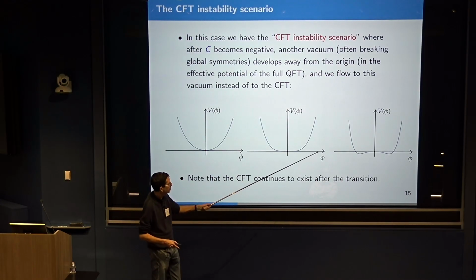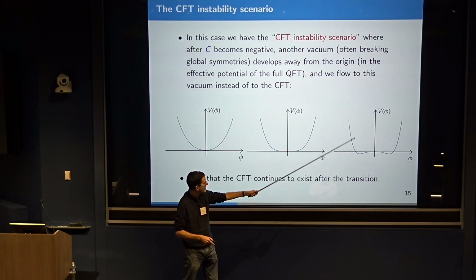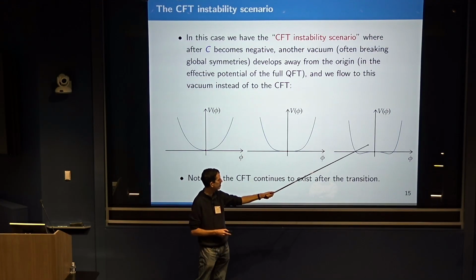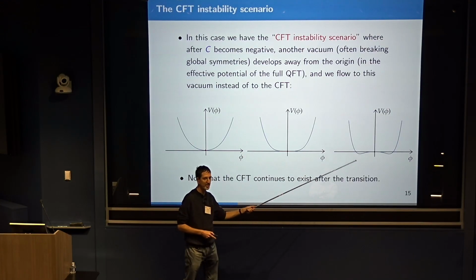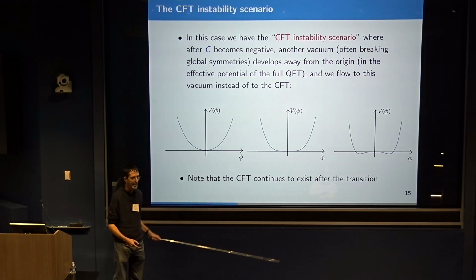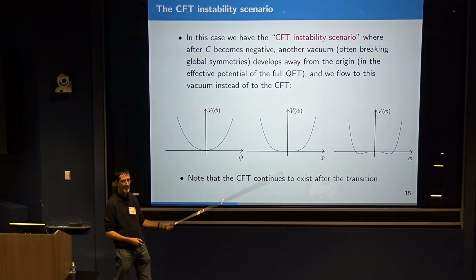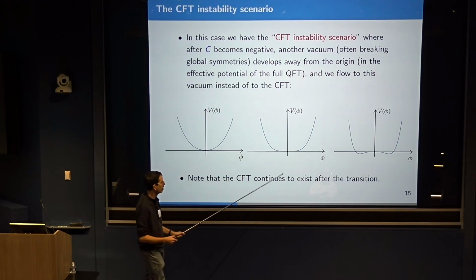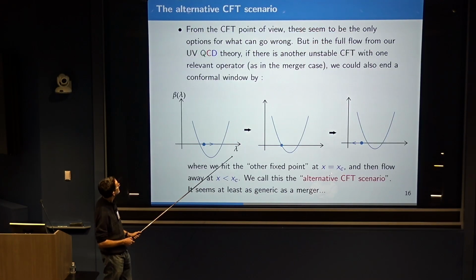So in this scenario, unlike the previous scenario, the CFT does continue to exist, albeit as a non-unitary theory, even beyond this transition, but we just start flowing to some other minimum of the effective potential. So this is a second possibility for how the conformal window can end in general.